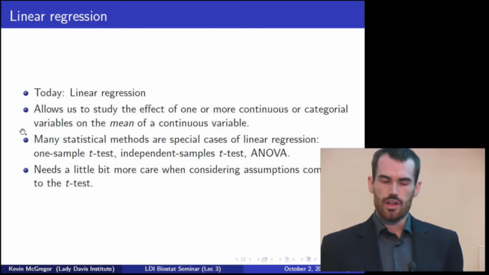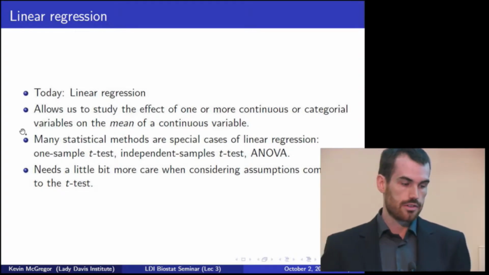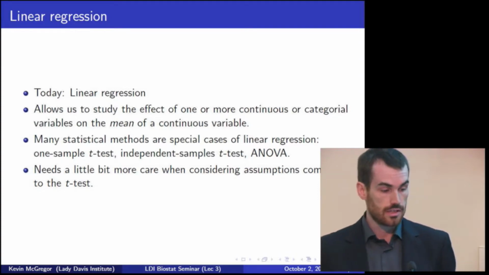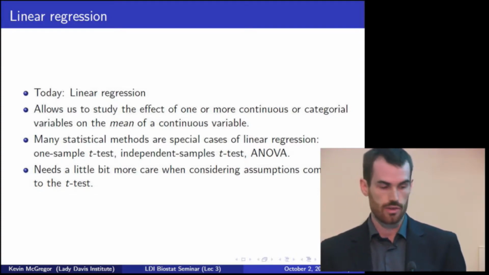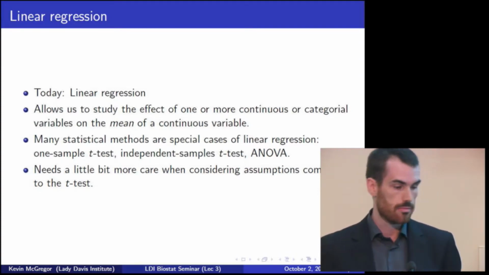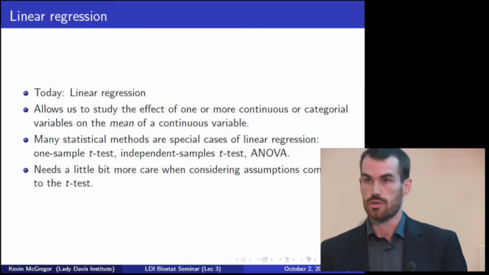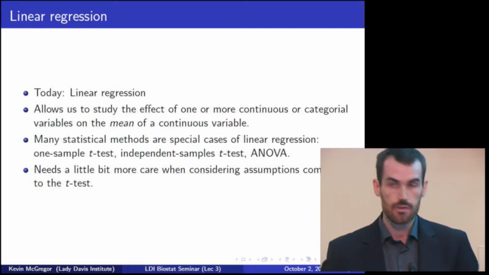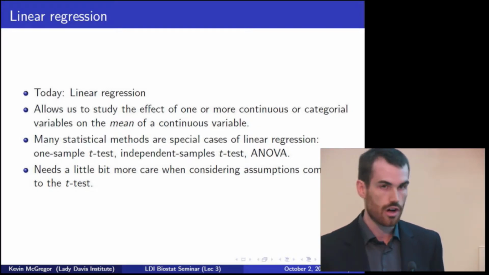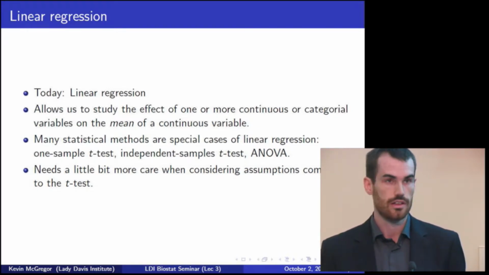As it turns out, a lot of our statistical methods turn out to be special cases of linear regression. What we did last week, our one sample and independent samples t-test, and what we're going to do in our next lecture two weeks from now, the ANOVA and the factorial ANOVA, these are all special cases of linear regression.